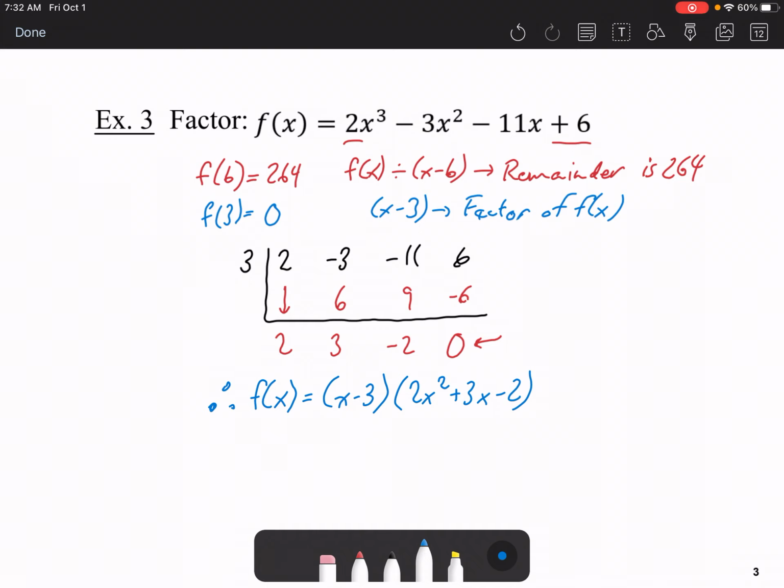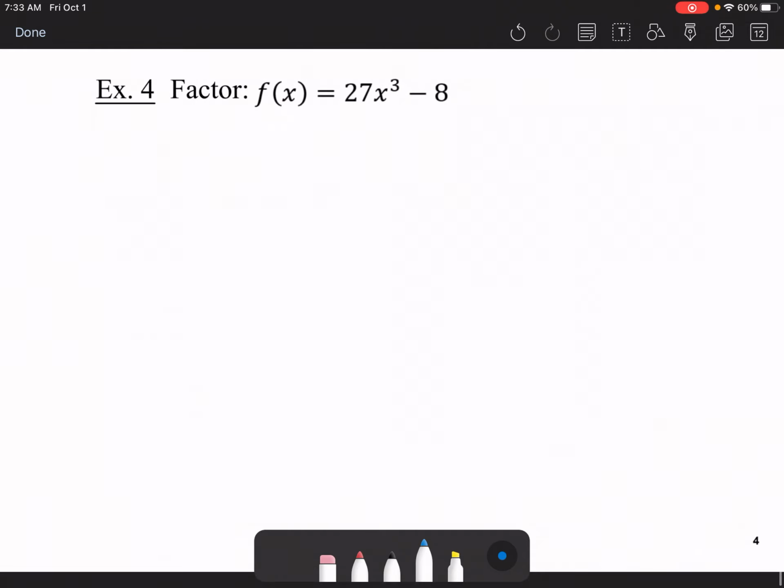From there, you can factor using your methods from grade 10, or you can apply your factor theorem again, which is another option. Since this is easier to factor, I'm just going to write 2x minus 1 and x plus 2. And there we go. We have fully factored this expression. So let's try that again with a more challenging function.